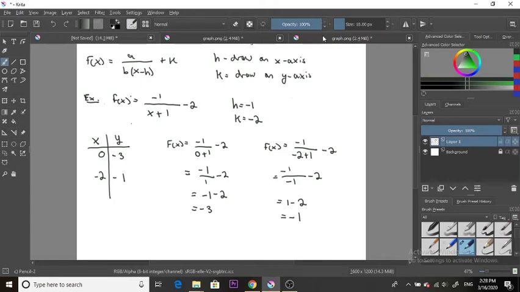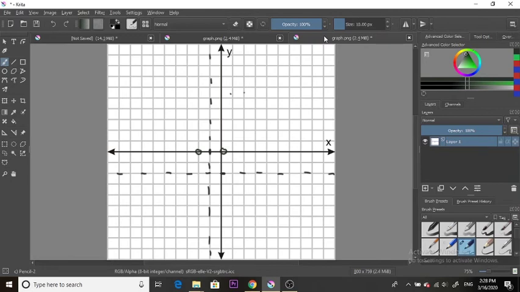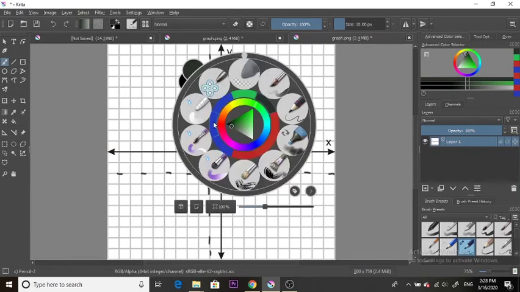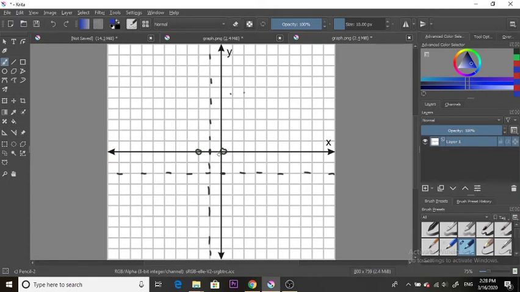Now let's go ahead and graph it. I'm going to just switch the color so that you can see the graph a little bit better. When we had it at 0, it was negative 3 on the y. So our first point is going to be here. And when we put in negative 2, our y was negative 1. So you mark those 2 points, make them nice and clear.